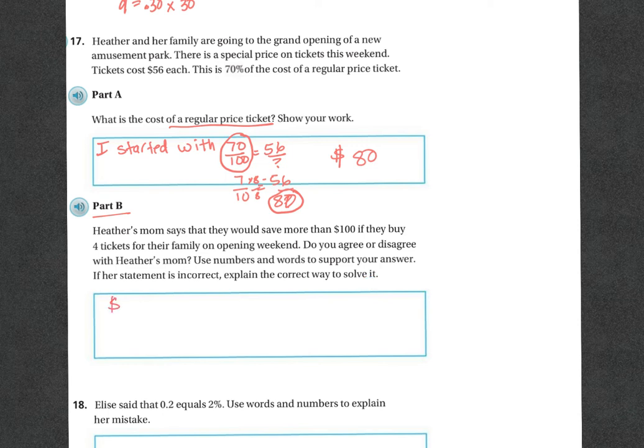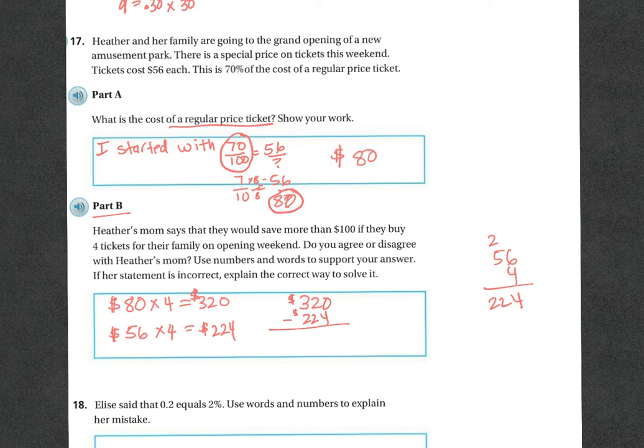So if we use the regular price ticket, it's $80 times the 4 tickets. 8 times 4 is 32. Add my 0. So it would be $320 with regular tickets. And then with the discounted, they're $56. So 56 times 4. 4 times 6 is 24. 4 times 5 is 20, plus the 2 is 22. So then it would be $224 for the discounted tickets. So 320 for the regular tickets minus the 224 for the discounted tickets.